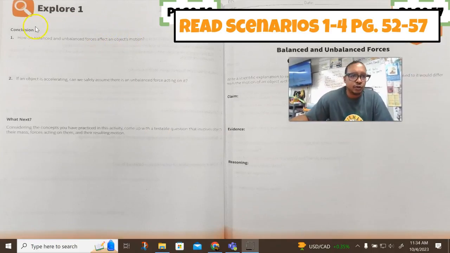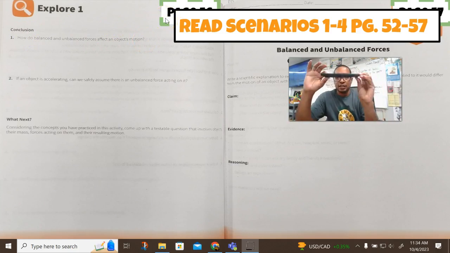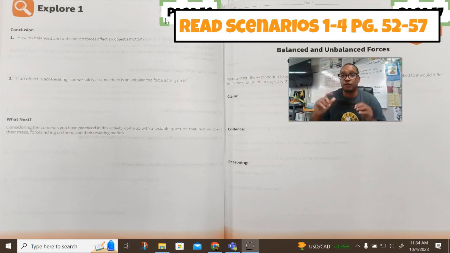So how do balanced and unbalanced forces affect an object's motion? If the forces are balanced, right, then the object's motion will not be affected. So if the object is at rest, it will stay at rest. If it's in motion, it will stay in motion. If the forces become unbalanced, then there will be a change in the object's motion.